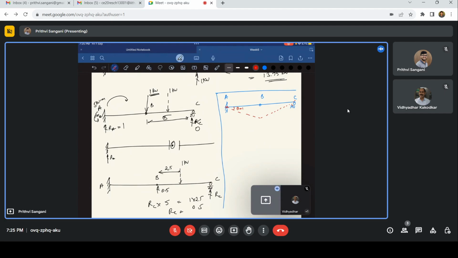So 1 is only possible if this is 5 and this is 5. Okay, this is one way of finding out. And if you want to find in the same question, you are asked to find the shear force at B, right? So this is A, this is B, and this is C.